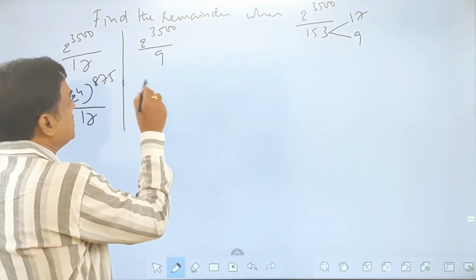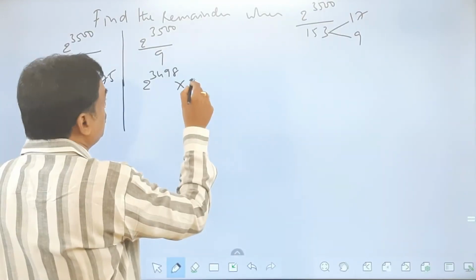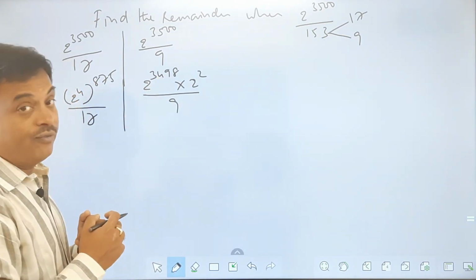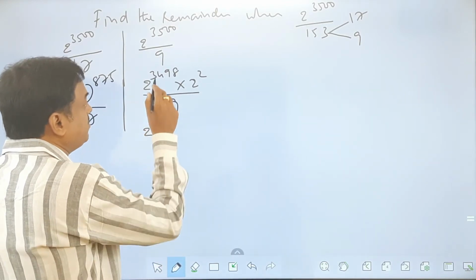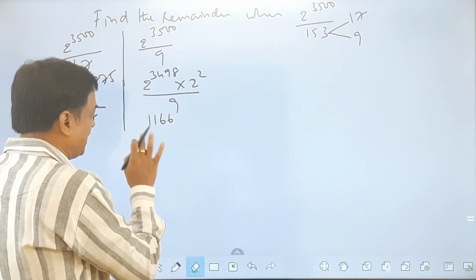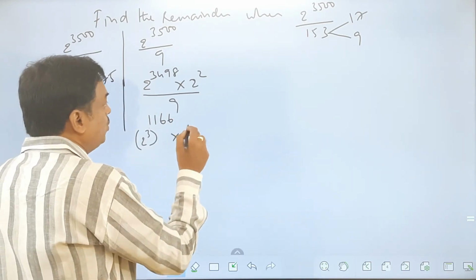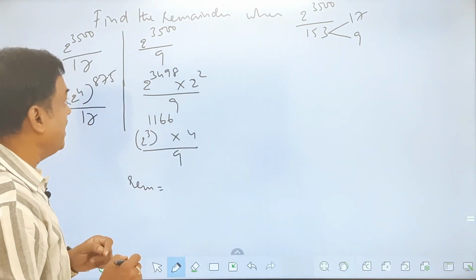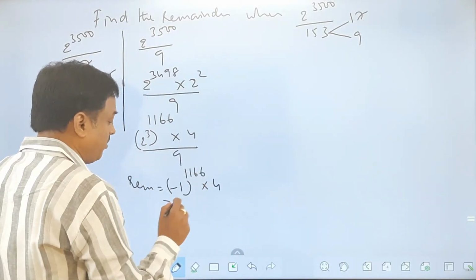So this number can be written as 2 to the power of 3498 into 2 power 2, divided by 9. Now check this number, all of you. Is this exponent a multiple of 3? Yes. So it is 2 to the power of 3 whole to the power of 1166, into 4, divided by 9. Now my main agenda is to get the remainder, friends. 8 divided by 9, remainder is minus 1. So minus 1 to the power of 1166 into 4, ultimate remainder is 4.